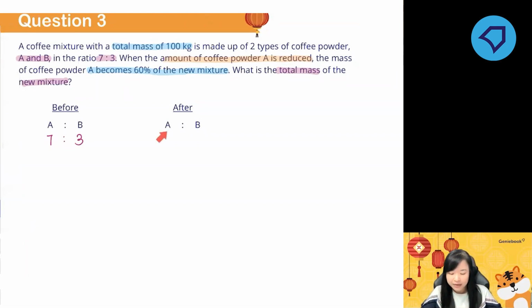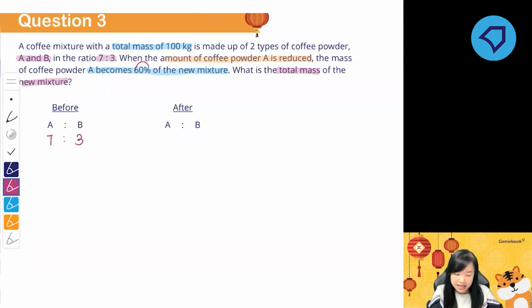Everybody be careful. Even though A is 60% of the new mixture, what do I fill in here? Okay, some of you are giving me 60%. Very good. I'm going to write down 60 out of 100, which will give us 3/5. So if A is 3/5 of the new mixture, A is to B, what's the ratio? Be very careful. It's a trick. A is 3, are correct. But what about B? B is the one that's tricking you.